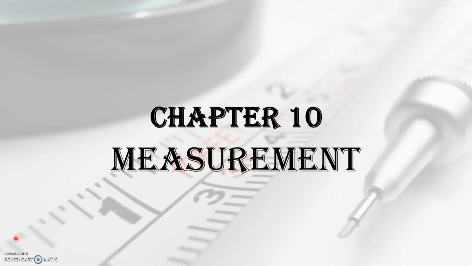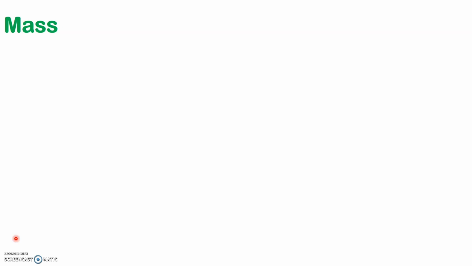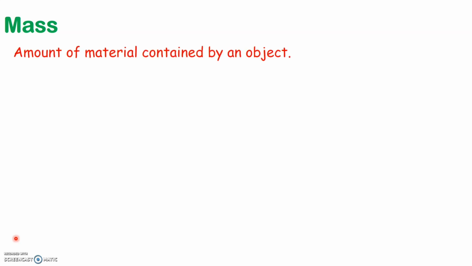We have learnt in our last class about the measurement length. In today's class, we are going to learn about the next measurement, that is mass. Now, do you know what is meant by mass? Mass of an object is the amount of substance or matter that makes up an object. Or in other words, mass is the amount of material that is contained by an object.